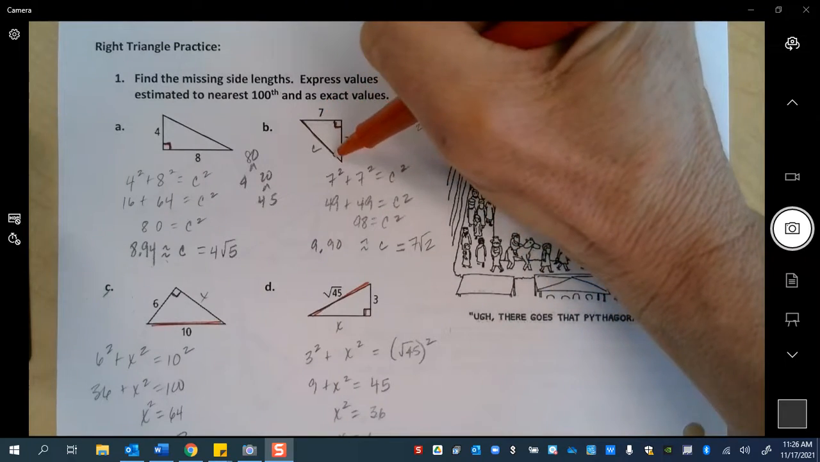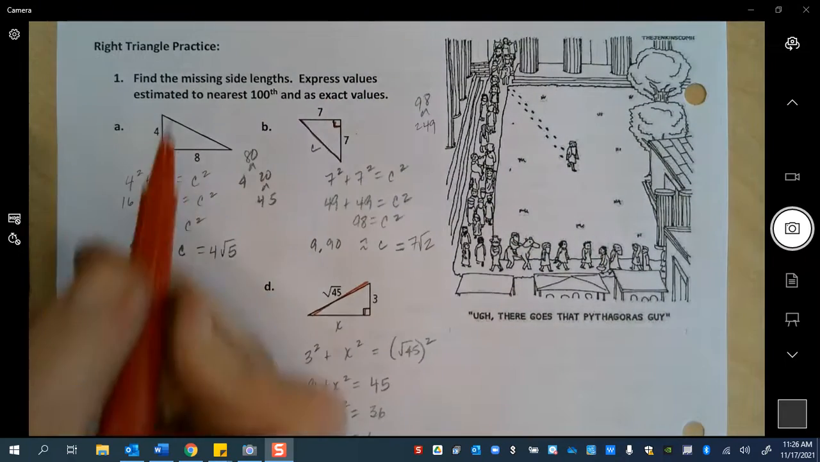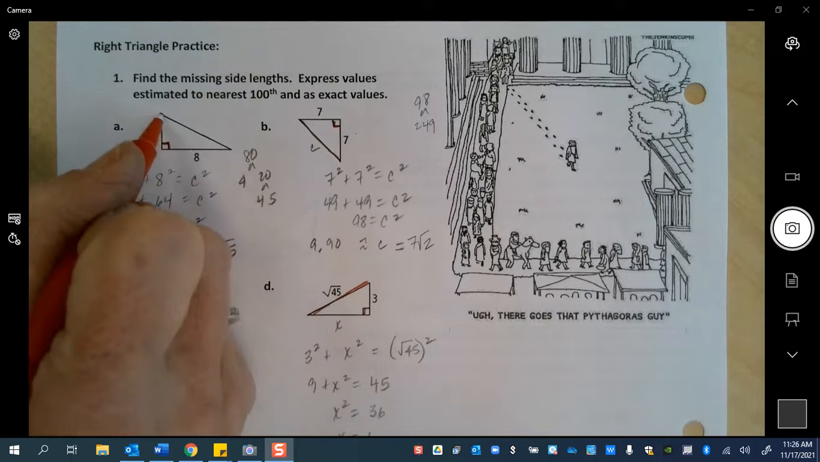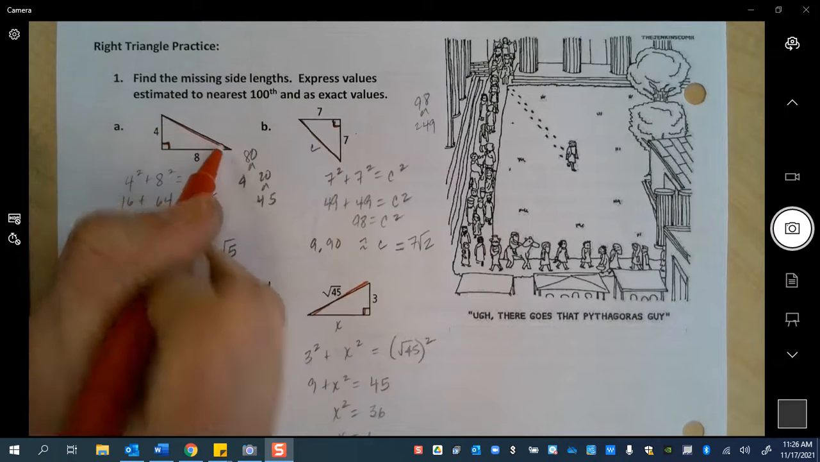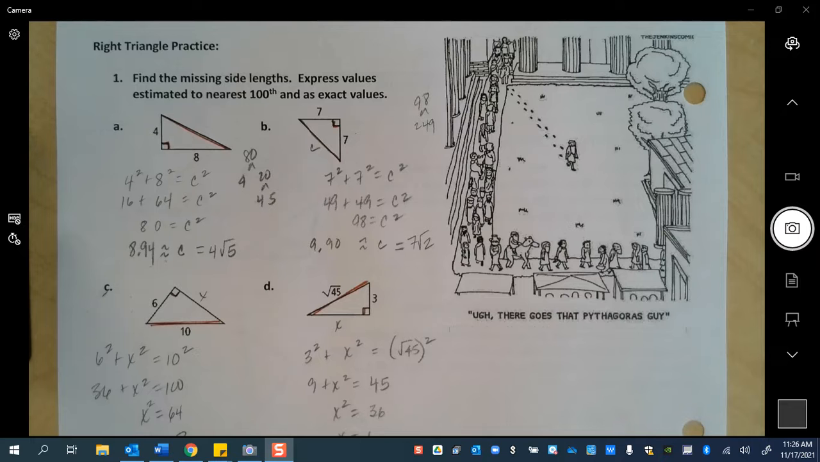Now, if you've been doing these for a while, finding the hypotenuse is no big deal. But if you're rusty, or if this is new to you, if you take the time to think about and identify which of the sides of the triangle is your hypotenuse, it's going to prevent you from making an awful lot of mistakes that lots of kids make.